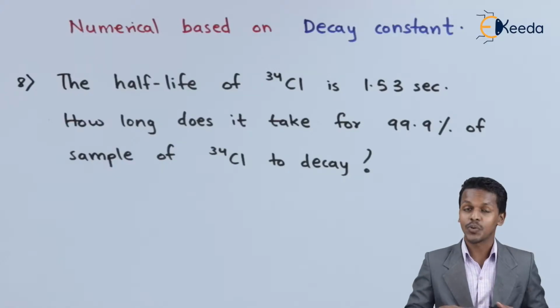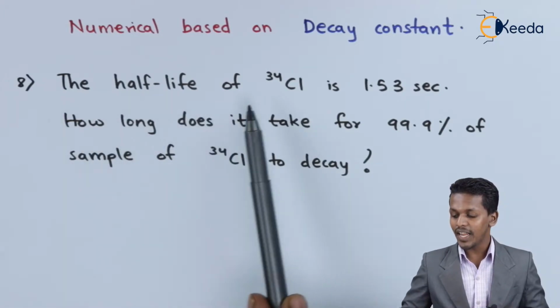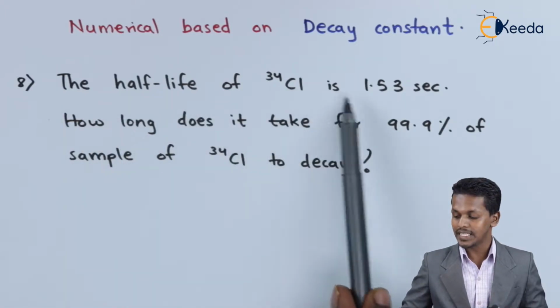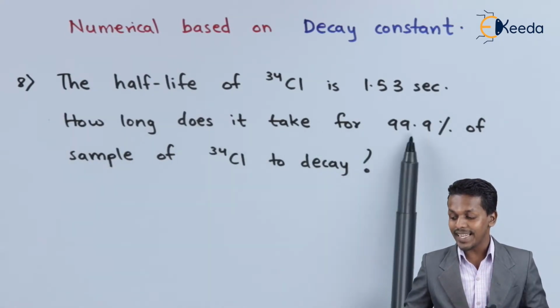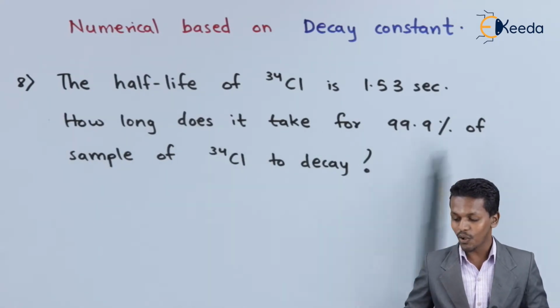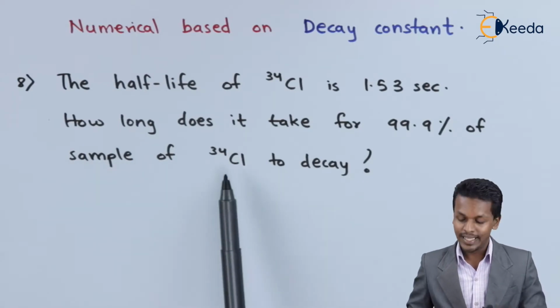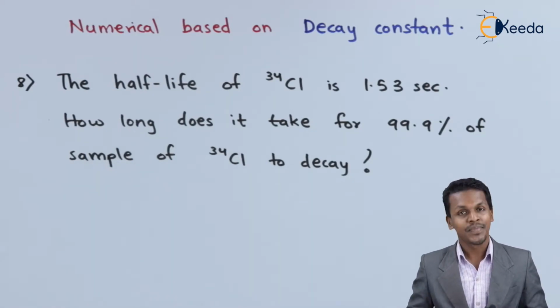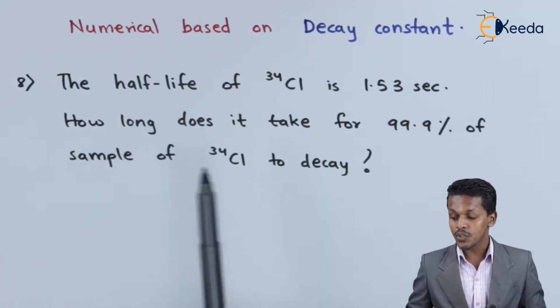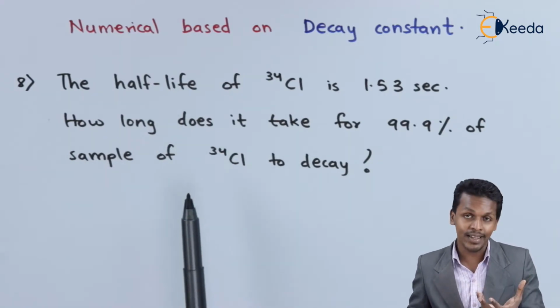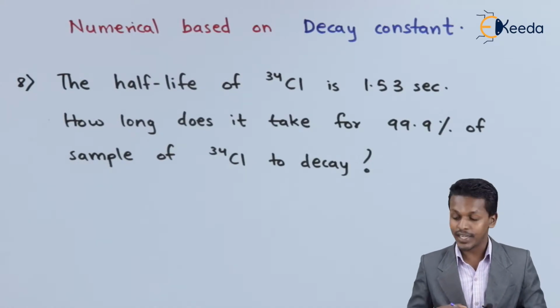So friends, this is the question which has been asked: the half-life of chlorine 34 is 1.53 seconds. How long does it take for 99.9% of the sample of chlorine 34 to decay? So here we have to understand this question, because it consists of various other data. And what are those? Let me find it out here.